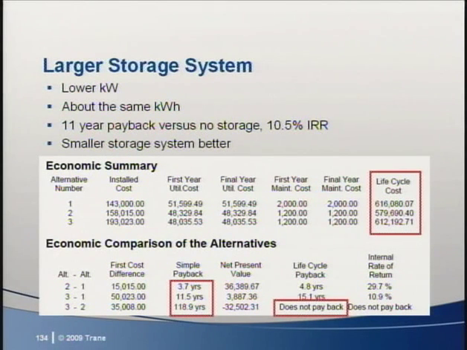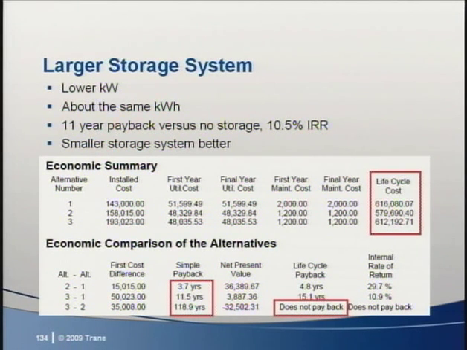What if we tried that 70-ton air-cooled chiller and 3 tanks? Here we can see that while a larger system is better than the no storage system, it's not better than the smaller storage system. While we were able to lower the peak kW even further to offset our additional first cost, we were not able to get the same amount of return on our investment.